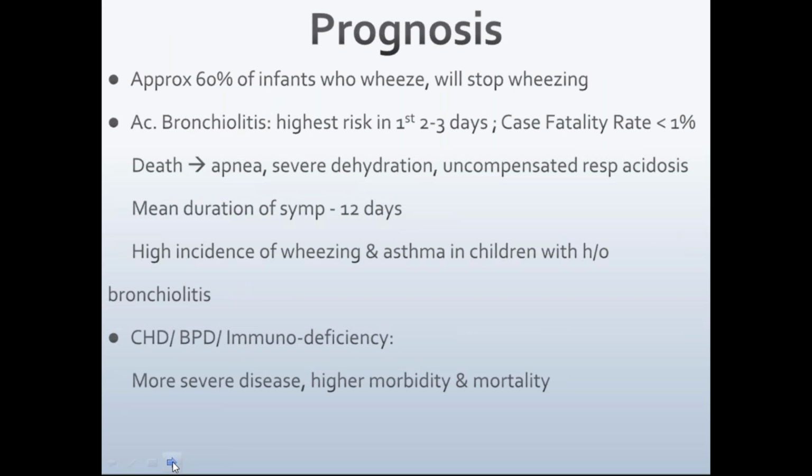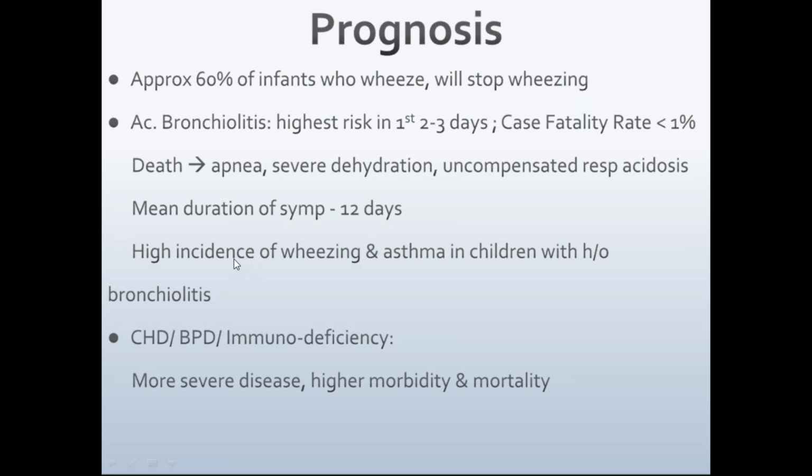Prognosis. So what is the prognosis when the child presents with this? Approximately 60% of infants who wheeze will stop wheezing. So with 60% you can give proper assurance, there is nothing to worry about, they will stop on their own. If the child has acute bronchiolitis, the highest risk is in the first 2 to 3 days. Case fatality rate is less than 1%, that is, the outcome is very good. Death is mostly due to apnea, severe dehydration, uncompensated respiratory acidosis, and the mean duration of symptoms is around 12 days.